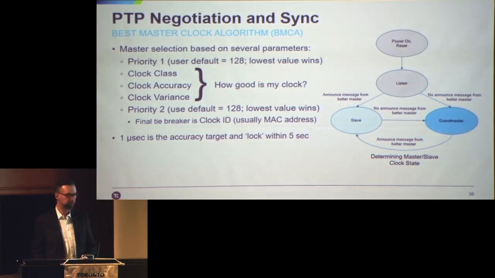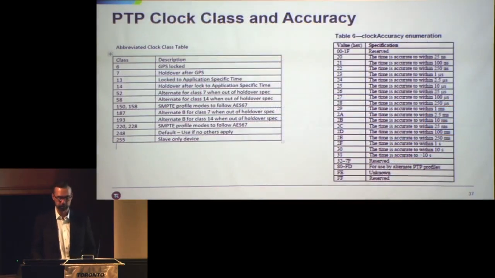There's a bunch of priorities and parameters that are evaluated in this order specifically. Priority 1, some clock class, accuracy and variance information. And whoever has the lowest value wins. It's unlikely that it would be that way, but the lowest values win in this case. The target is 1 microsecond for accuracy between slaves and a lock to the network within 5 seconds. That sounds kind of long and sloppy compared to what we were used to with black burst and tri-level sync, but that's the way it is. We're loose in the IP world.